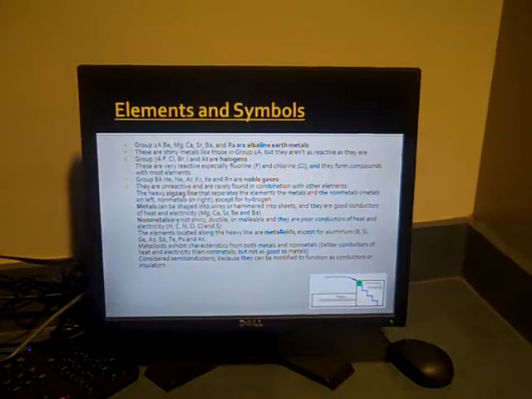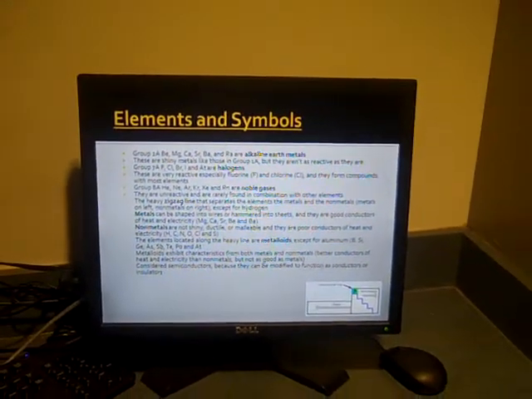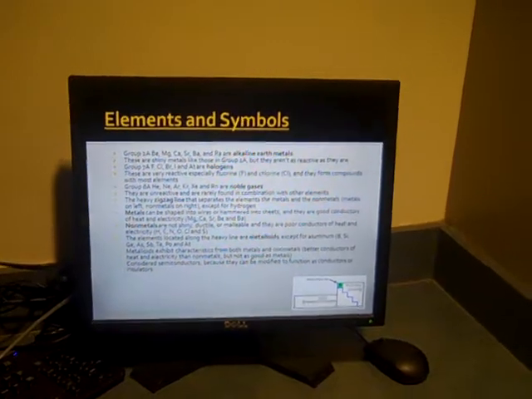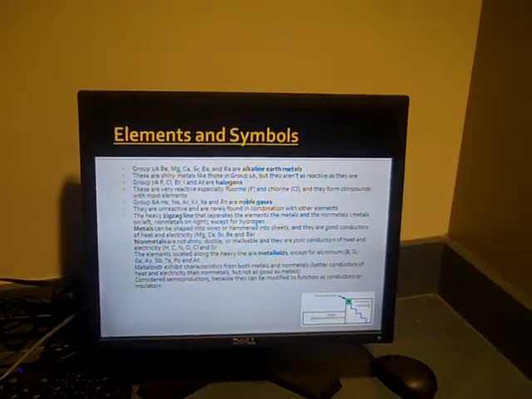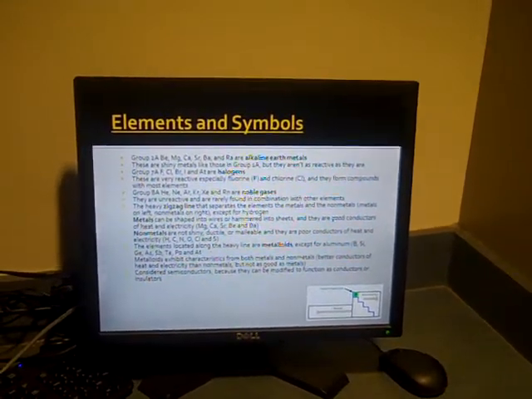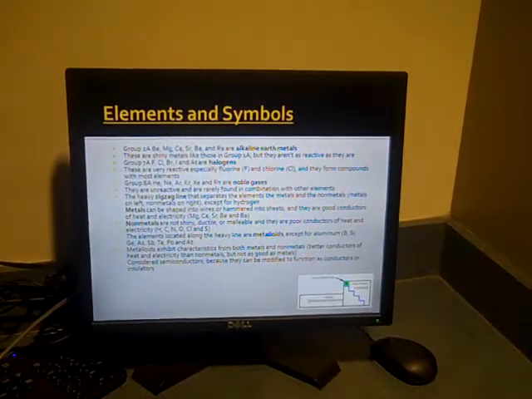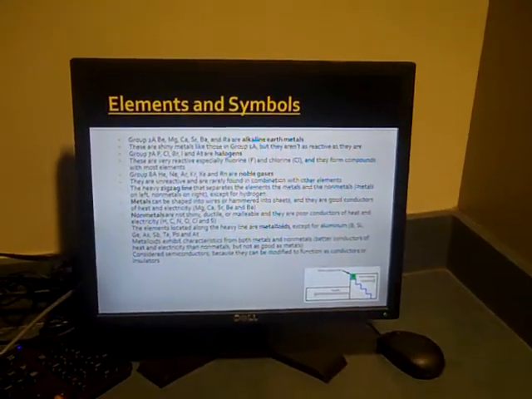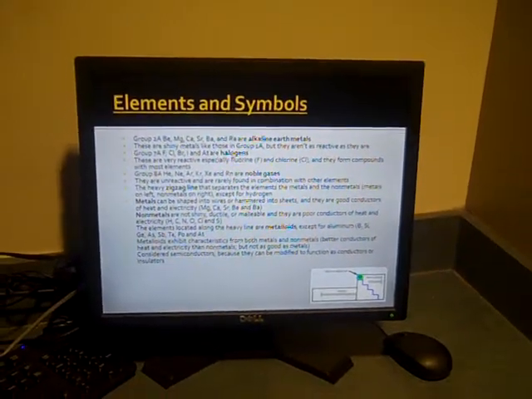Group 7A, which includes F, Cl, Br, I, and At, are halogens. These are very reactive, especially fluorine and chlorine, and they form compounds with most elements. Group 8A, which includes He, Ne, Ar, Kr, Xe, and Rn, are noble gases. They are unreactive, and they are rarely found in combination with other elements.